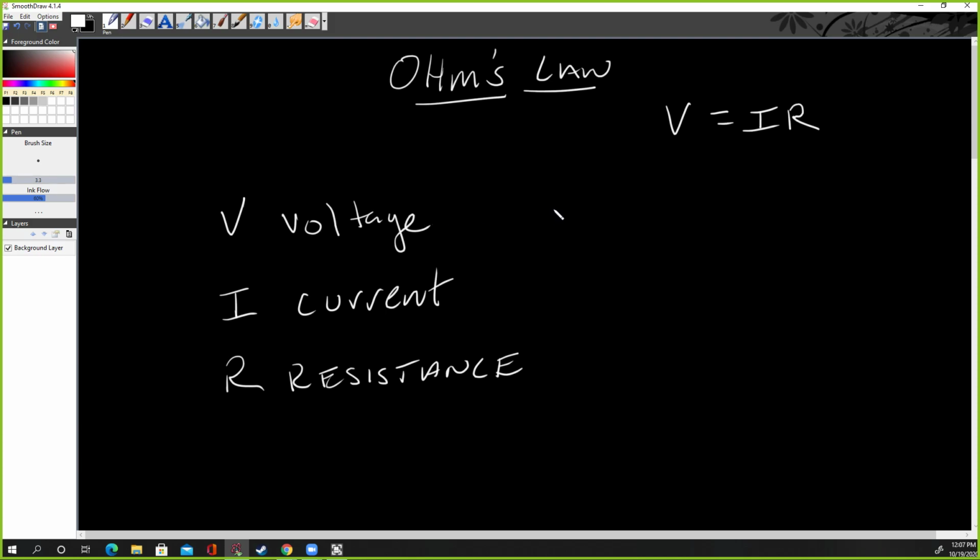So voltage is easy. It's measured in something called volts. I think everybody knows that, and it's abbreviated with V. Current is measured in a unit called amperes, but most people just call it amps, and it's abbreviated with an A. And R is resistance, and it's measured in a unit called ohms, just like Ohm's law's name, and it's abbreviated with a little horseshoe omega symbol. It's a Greek symbol here called omega.